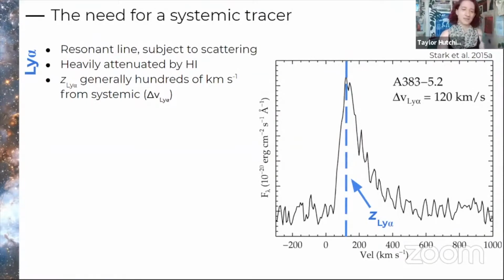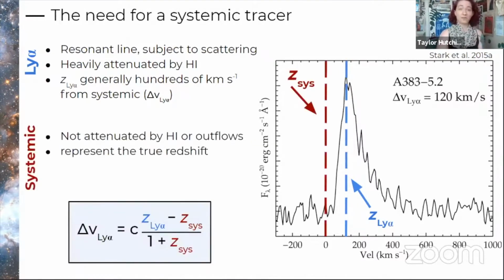So Lyman Alpha is a resonant line. It's subject to scattering, and is also heavily attenuated by neutral hydrogen. So often the redshift you would derive from Lyman Alpha can be hundreds of kilometers per second redward from where the systemic or true redshift for a source actually is. And you can see this in this example, where I'm showing you this gorgeous asymmetric Lyman Alpha profile, and the blue dashed line is the redshift we derive using Lyman Alpha, which you can see is offset from where the systemic or true redshift for the source actually is.